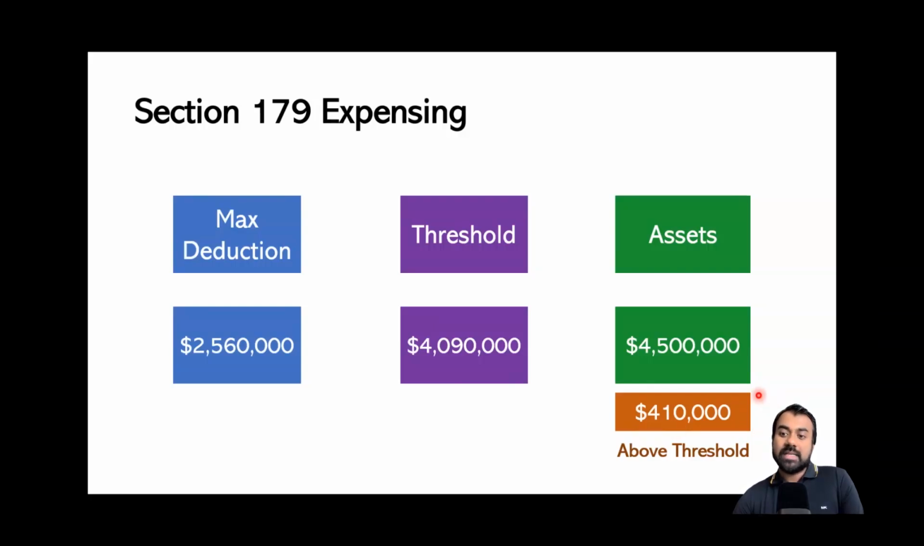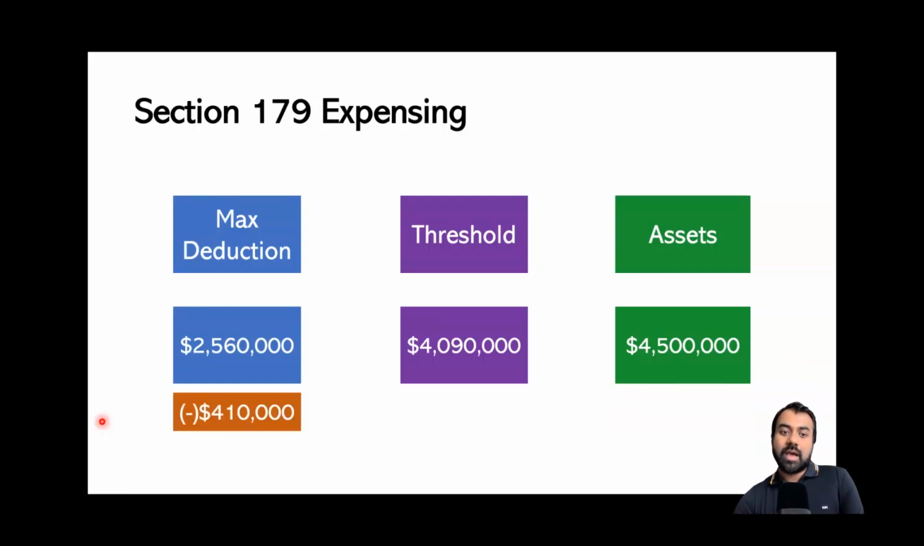The amount of assets that's above the threshold amount gets deducted from your maximum deduction. What that means is rather than taking this 2.56 million of deduction, you will have to take a lower deduction amount, and that's 2.15 million. The deduction for you decreased because you put in assets greater than the threshold amount.